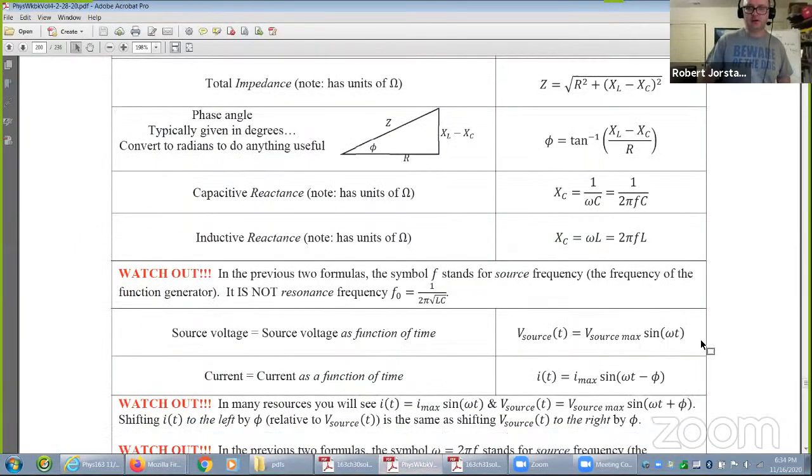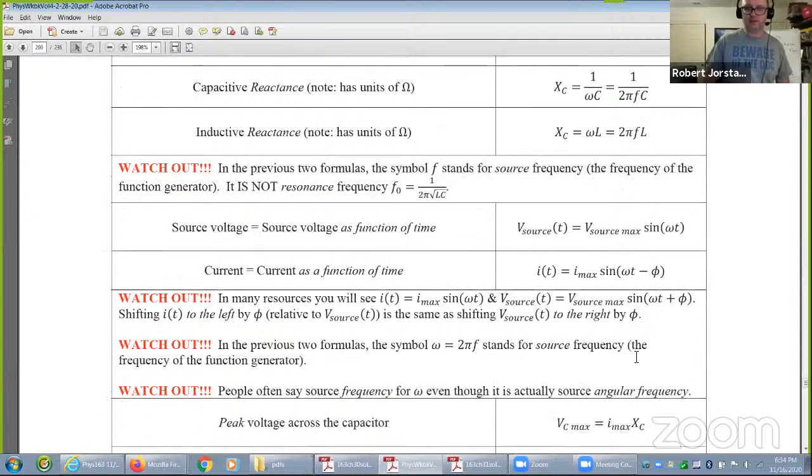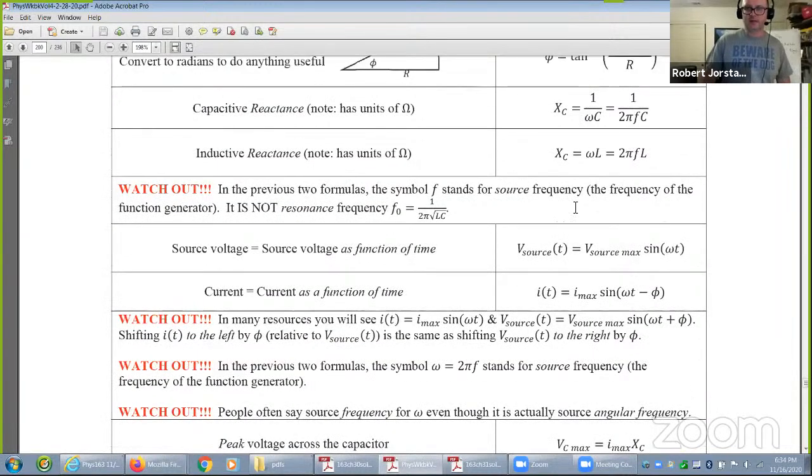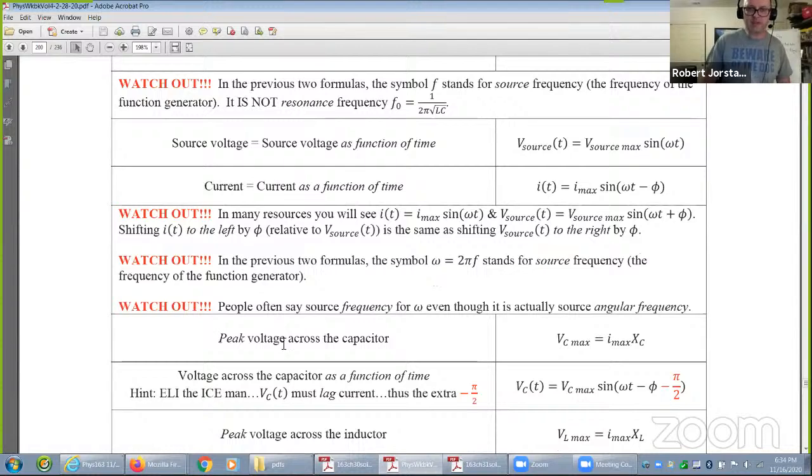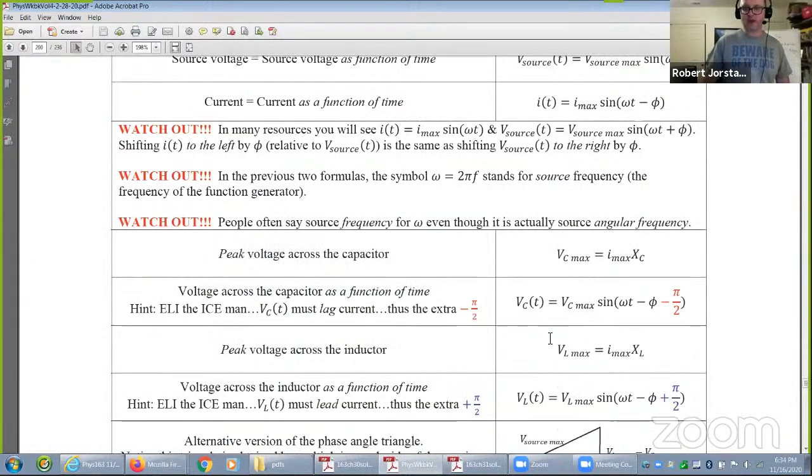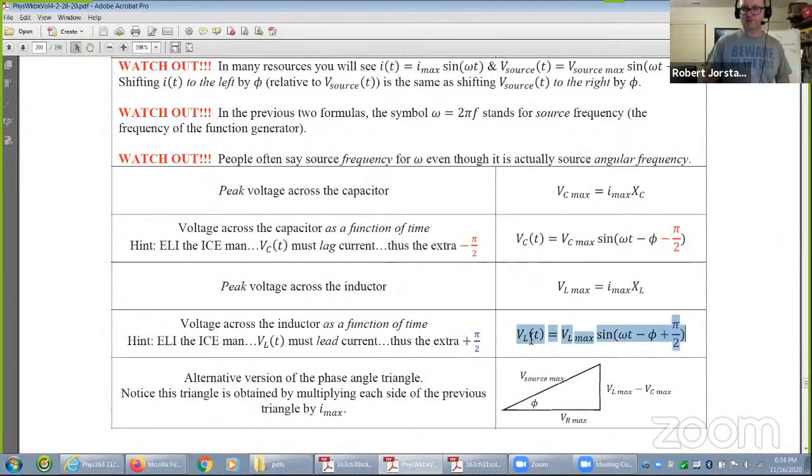It's almost time to go, but I just want to point out peak voltage, not voltage, peak voltage is this. This shows you how to finish out the rest of these. This helps you write the voltage across the inductor as a function of time, and this helps you write the voltage across the capacitor. Notice these minus pi over twos. That comes from the leading and lagging, and there's a positive pi over two on this one. You could again write 90 degrees if you want.